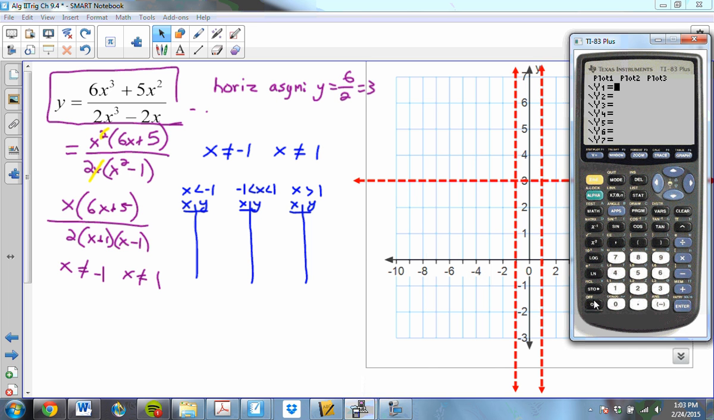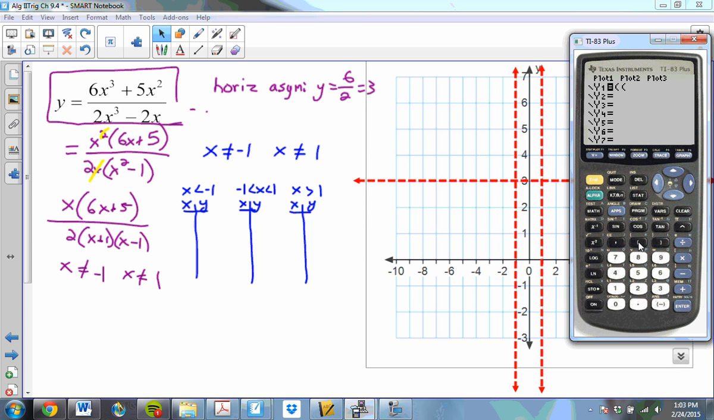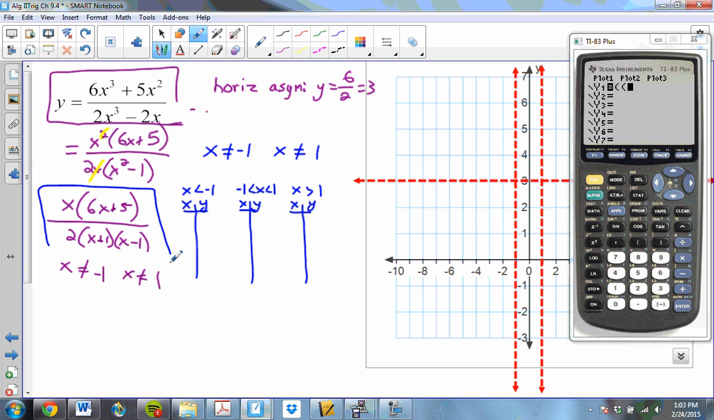Let me go to my y equals menu. I have to type in the simplified version that I have. I'm going to type in this version here with the x squared, so 6x plus 5. So it's going to need a lot of parentheses. The entire top has to be in parentheses. Oh, I guess I'm going to type in this one here.